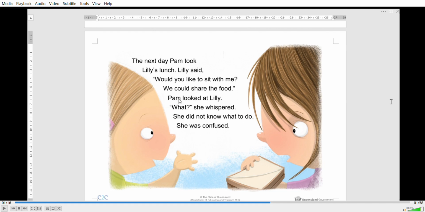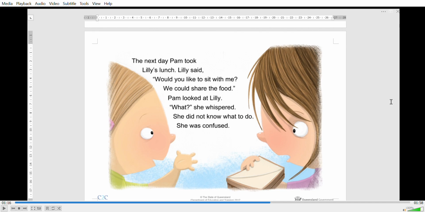We can make another inference here. I know that in the text it says that the next day Pam took Lily's lunch. When do you think it might have been during the school day? When do you think it might have been that this happened? I think Pam might have taken Lily's lunch at lunchtime, because that's usually when we have our sandwich out. We can make another inference here as well, because we are on a roll.